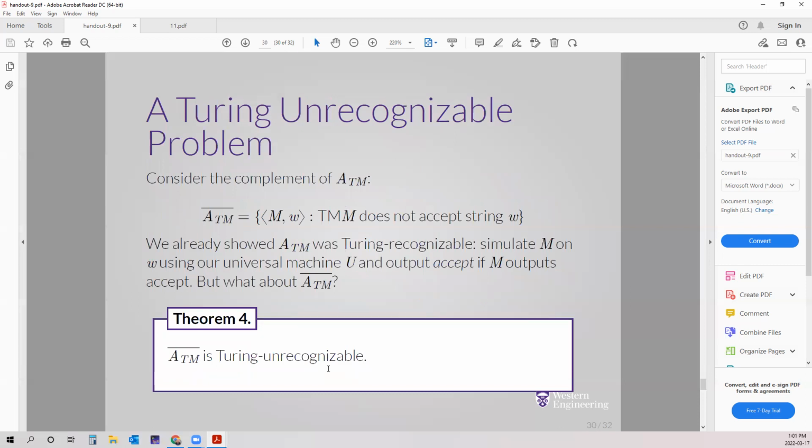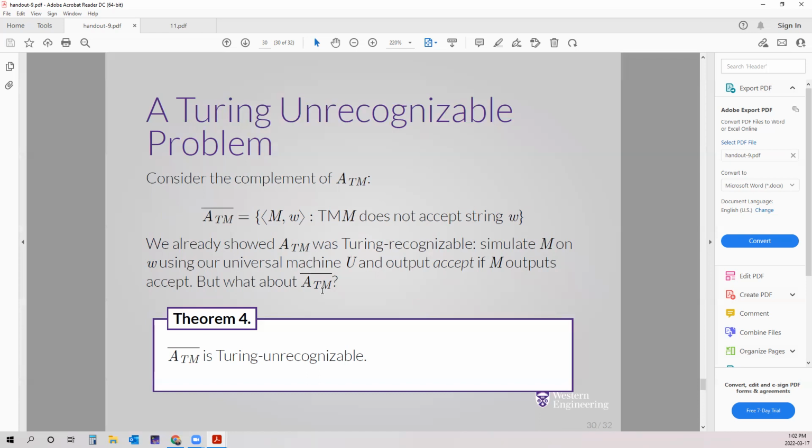A Turing unrecognizable problem. Consider the complement of A_TM. So A_TM, this is the complement: M does not accept string w, because for A_TM we said it accepts string w, and the complement does not accept. We already showed that A_TM was Turing recognizable. Simulate M on w using our universal machine U and output accept if M outputs accept. But what about the A_TM complement? So the A_TM complement is Turing unrecognizable.